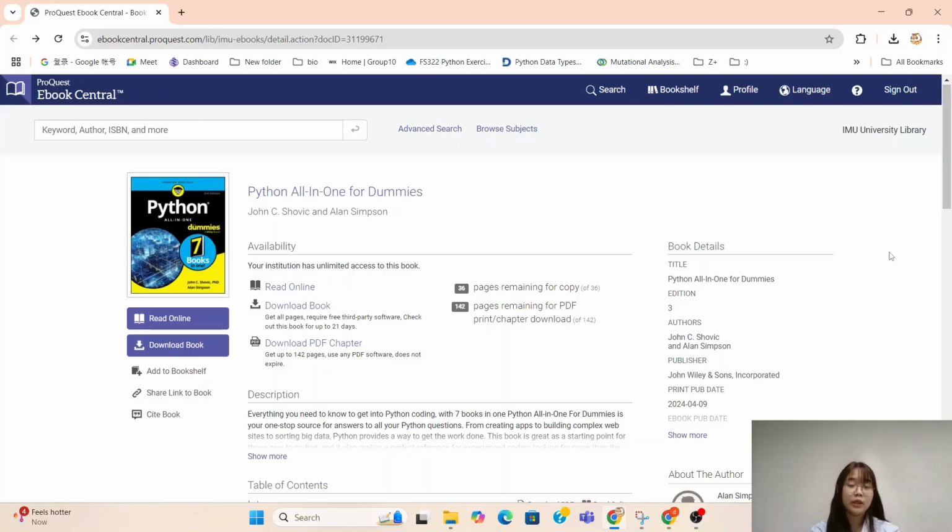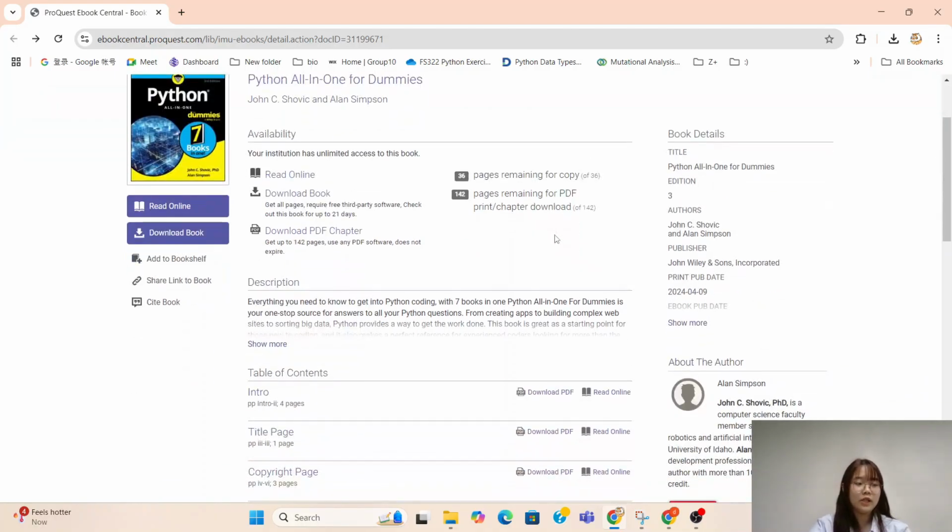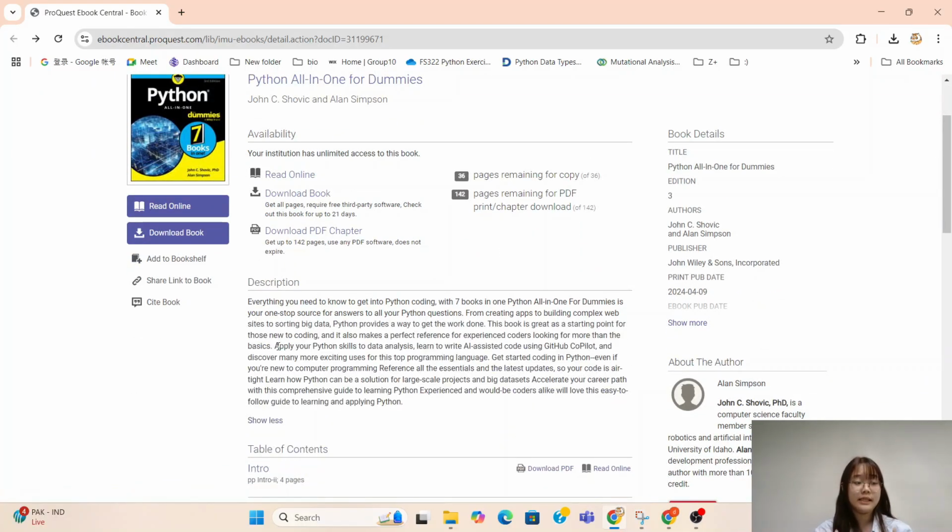Today I would like to share a book review. The topic will be Python All-in-One for Dummies, authored by John C. Shovic and Alan Simpson. This is a comprehensive guide designed for both beginners and intermediate learners who want to dive into the Python programming language and know more about it.